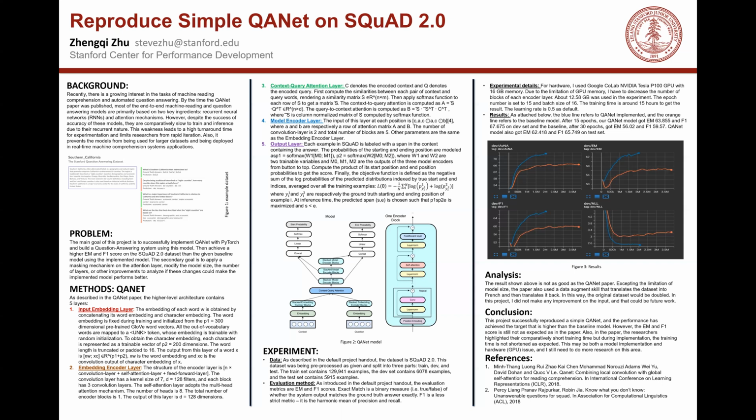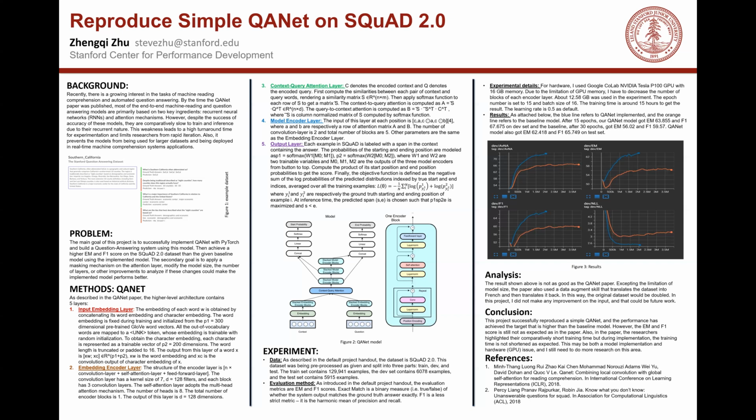To evaluate the performance of the model, we have EM and F1 scores. EM score is exact match score, that is a binary measure of whether the output matches the truth answer exactly. The F1 score is a harmonic mean of precision and recall. I used Google Colab with a Nvidia Tesla P100 GPU with 16 gigabytes memory to train my model, but due to the limitation of the memory, I have to limit the model size from the original paper.